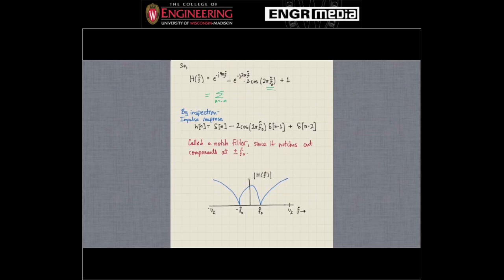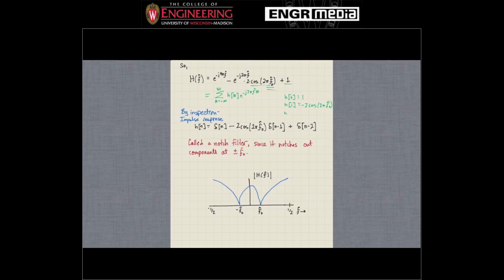It's the sum from k equals minus infinity to infinity of h of k e to the minus j 2 pi f hat k. Okay. So if I set h of 0 to be 1, then that gives me this term. If I set h of 1 to be minus 2 cosine 2 pi f hat, which is this term. Let me write this out here. Say h of 0 equals 1, h of 1 equals minus 2 cosine 2 pi f naught hat.